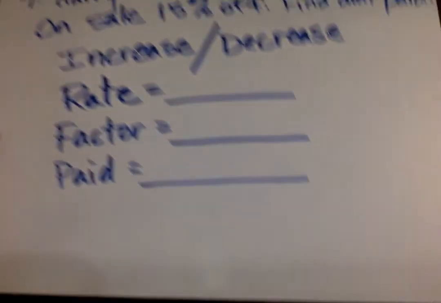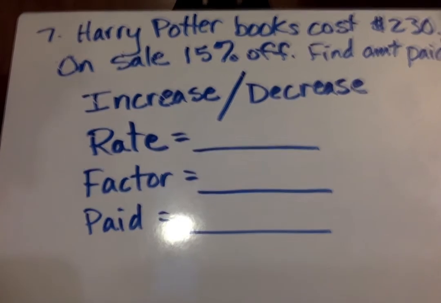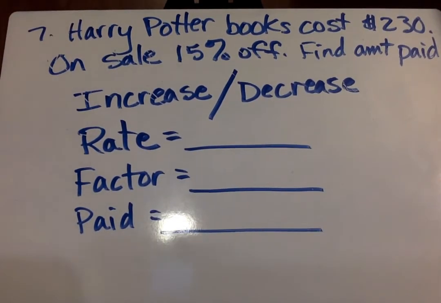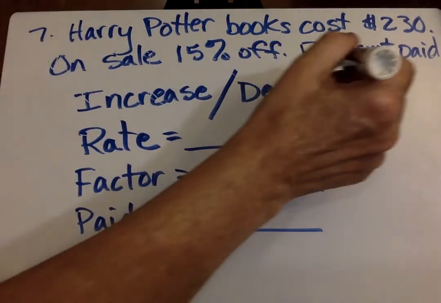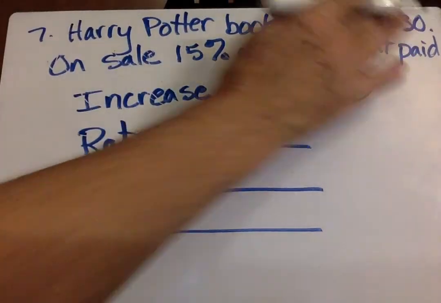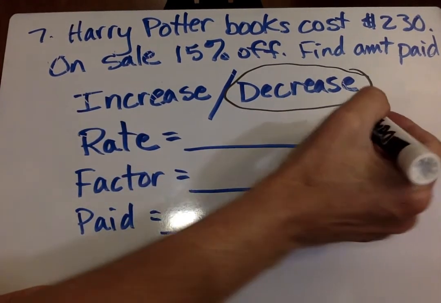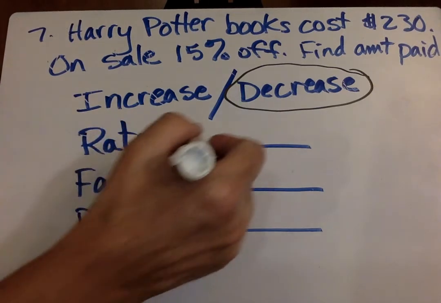A collection of Harry Potter books costs $230. This time they're on sale for 15% off. Find the amount paid. Okay, so is it an increase or decrease? Well, it's going to be a decrease because it's going to be a sale. Normally it costs $230. So the rate is going to be 15% off.